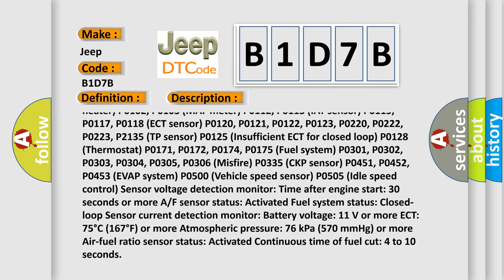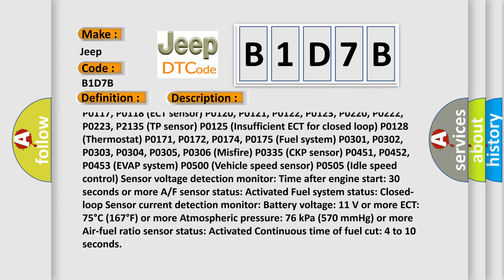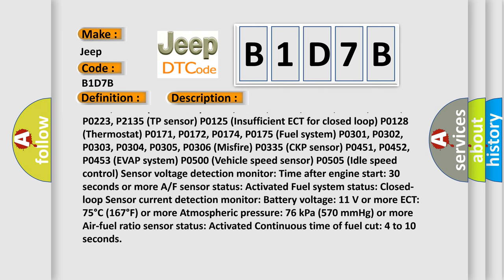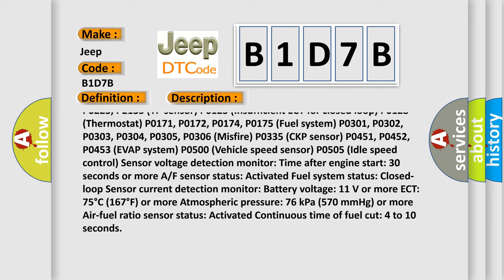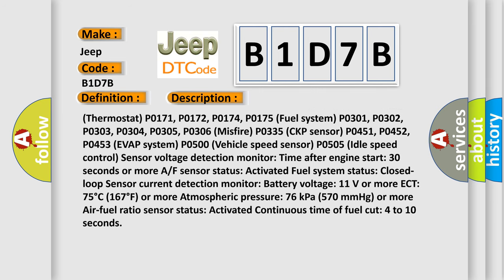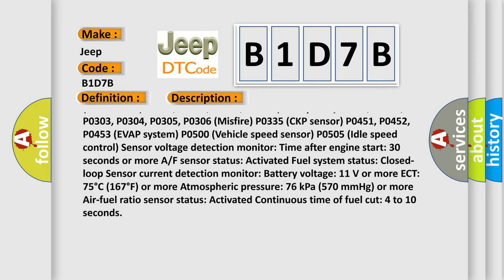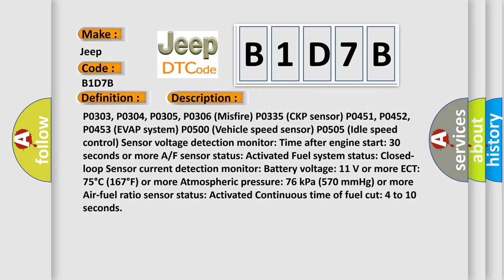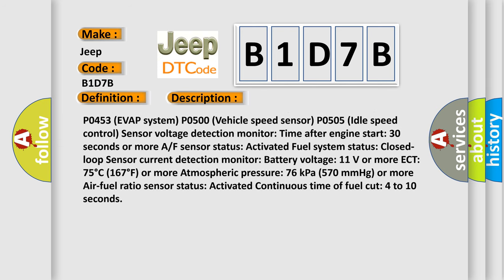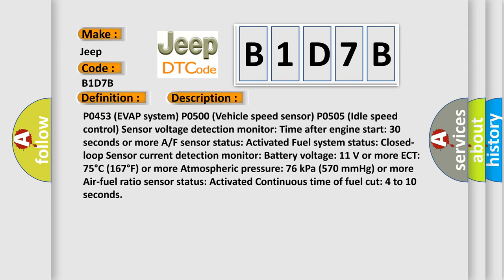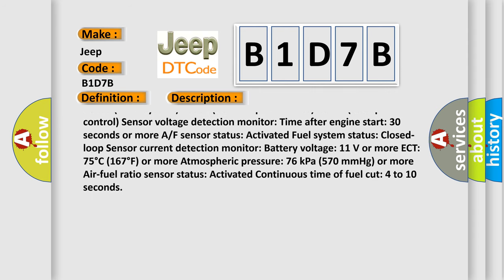P0125 insufficient ECT for closed loop. P0128 thermostat. P0171, P0172, P0174, P0175 fuel system. P0301, P0302, P0303, P0304, P0305, P0306 misfire. P0335 CKP sensor. P0451, P0452, P0453 EVAP system. P0500 vehicle speed sensor. P0505 idle speed control sensor.